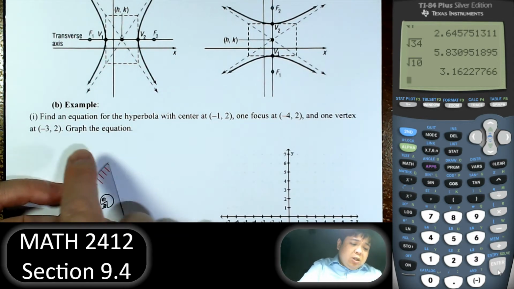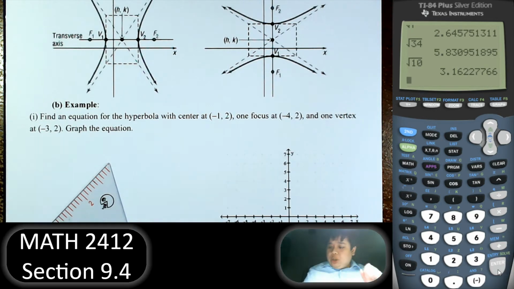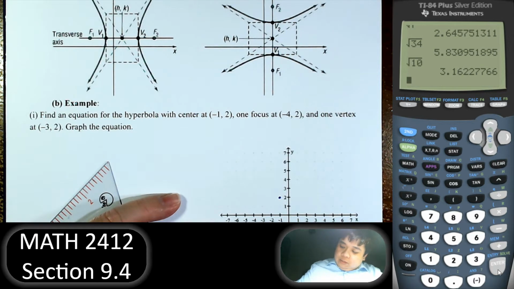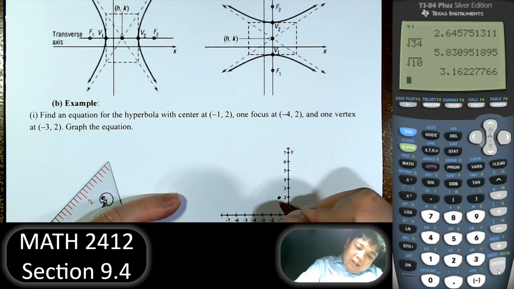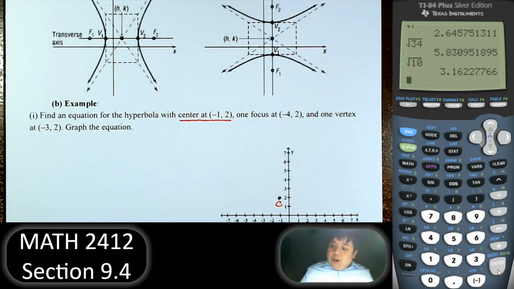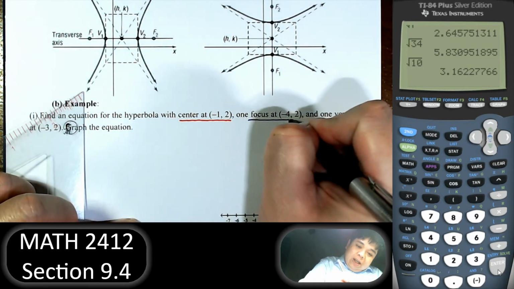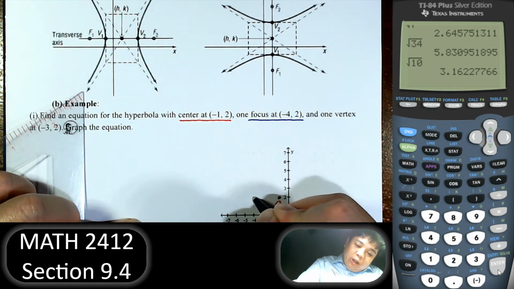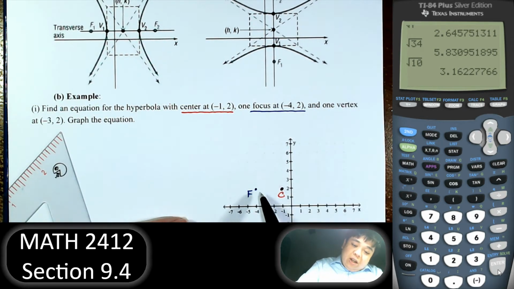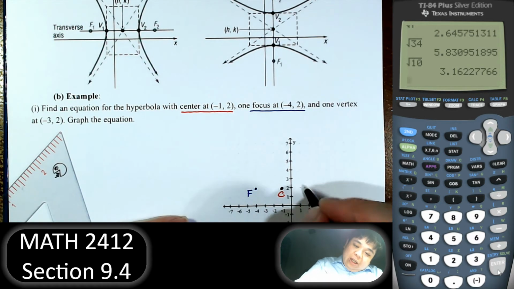Right. So find the equation of the hyperbola whose center is -1 and 2. So x equal to -1, y equal to 2. That is the center. One focus is at -4 and 2. Alright, so focus at x equal to -4, y equal to 2. This is one focus. And of course, we know that if one focus is here, there will be one on the opposite side. So this is 1, 2, 3. So 1, 2, 3. There should be another focus on the other side.